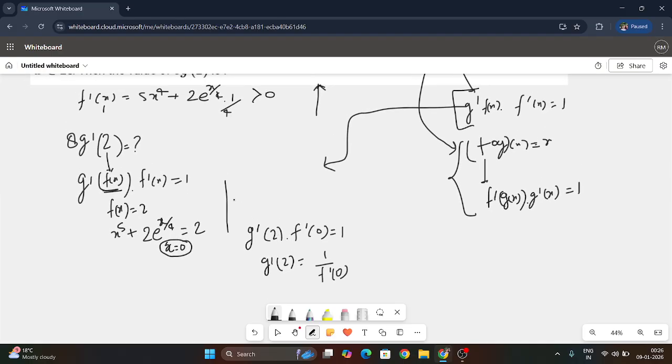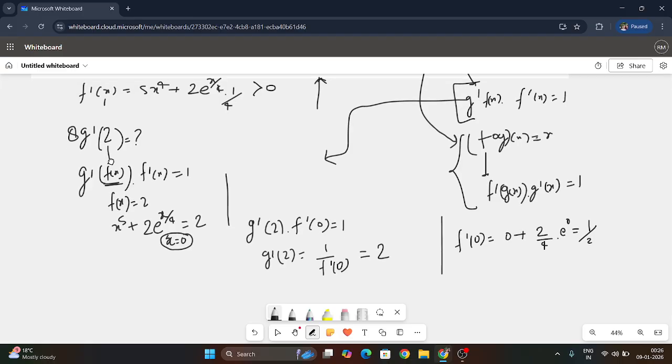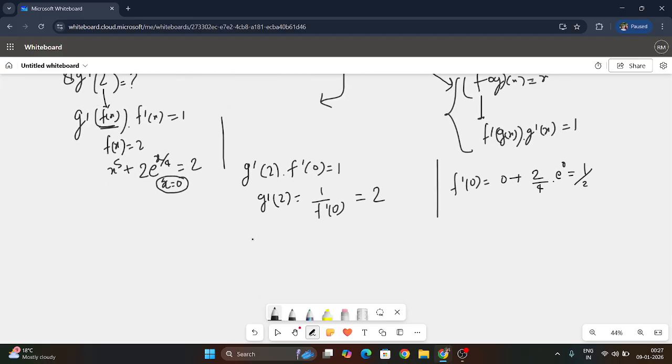Okay, and f dash 0 is what? How to find f dash 0? Let's put x is equal to 0 here. f dash 0 is going to be (0 plus 2) by 4 into e power 0, and this is 1 by 2. So basically this is going to be 2. And we have to multiply by 8 also, this 8 times g dash 2, which means 8 multiplied by 2, that is 16. So 16 is the answer of this question.